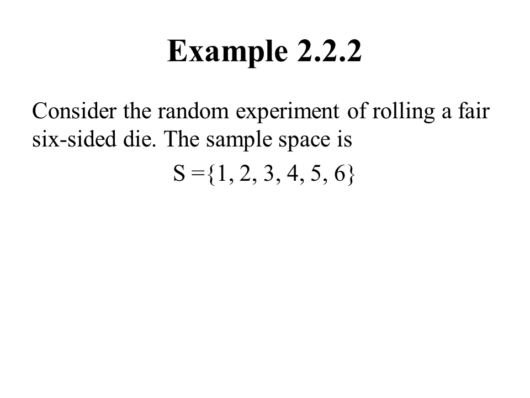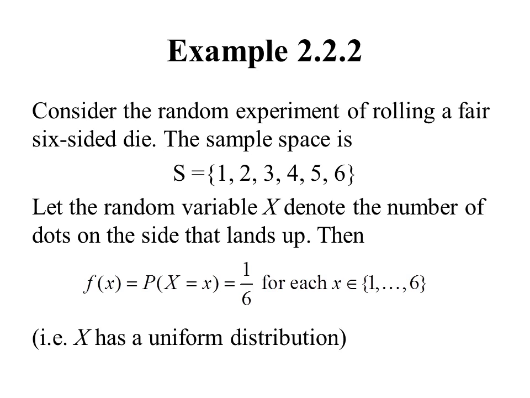And so to illustrate this, let's look at this simple example. Consider the random experiment of rolling a fair 6-sided die. So we're going to roll it once. So our sample space is 1, 2, 3, 4, 5, 6. So we have 6 elements in our range, or in our sample space. Now let's let the random variable x denote the number of dots that land on the side that lands up. So in other words, x is just really another name for our outcome.